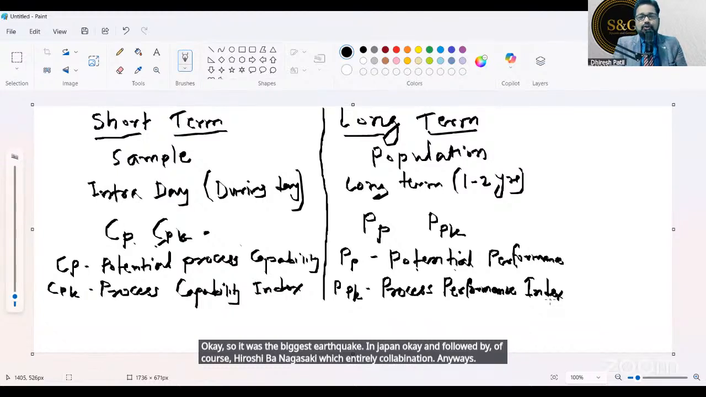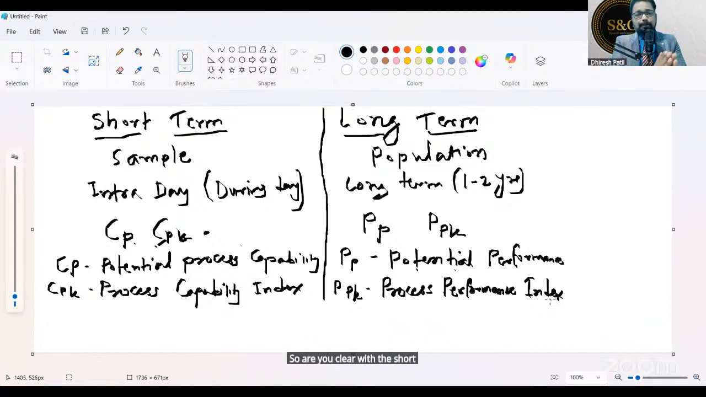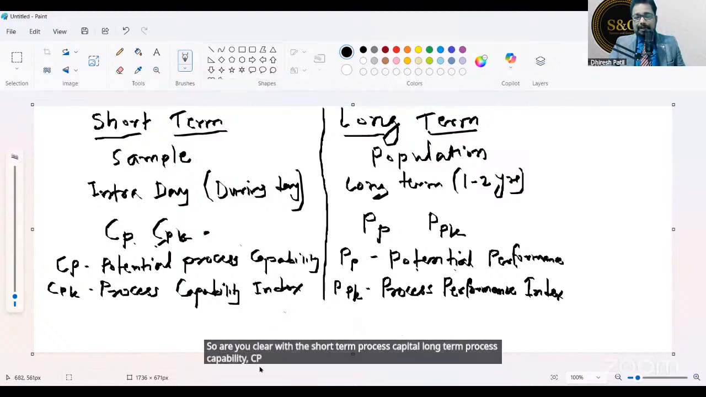Anyways, so are you clear with the short-term process capability, long-term process capability, CP, CPK? Let's do one Minitab exercise over here. Okay, let me give you one file here.